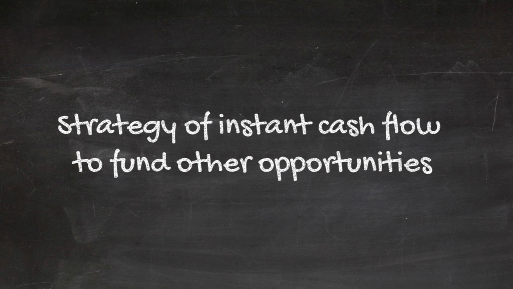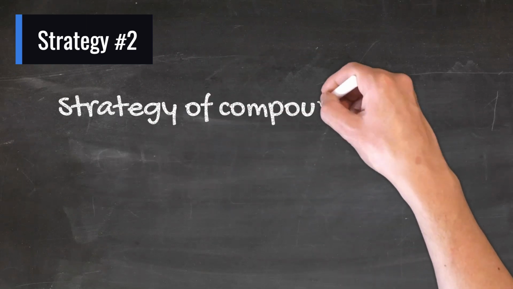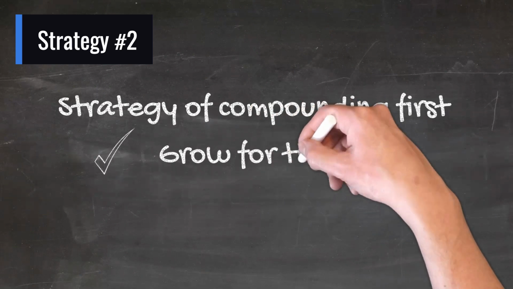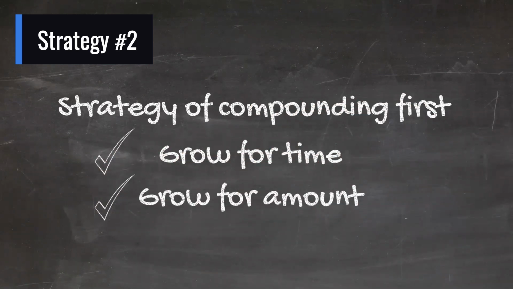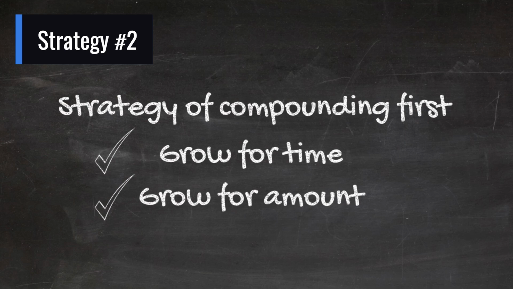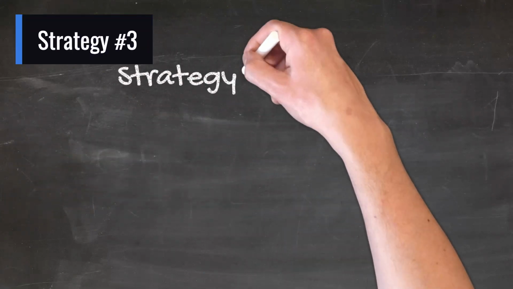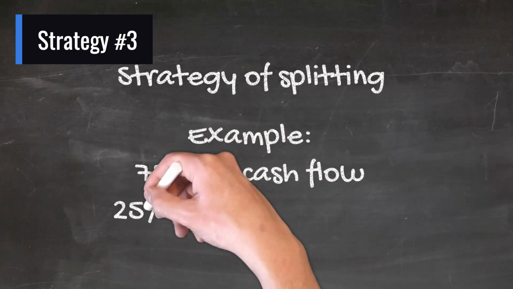Or you could take your entire portfolio and say, I'm going to compound it first and let it grow, maybe for a specific period of time, such as 6 months, or maybe until it hits a certain amount, such as $100,000. And so you can kind of set a compounding and growth period with a limit at the end. And then once you hit that certain time or that certain amount, then you can convert it to cash flow. Another strategy is to take your overall portfolio and split it so that 75% is coming out for cash flow and the other 25% stays in for compounding.